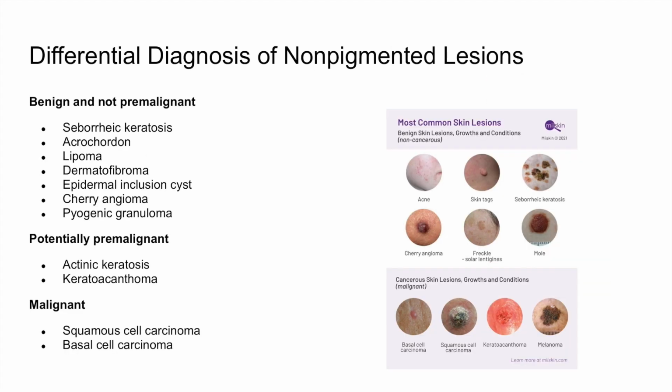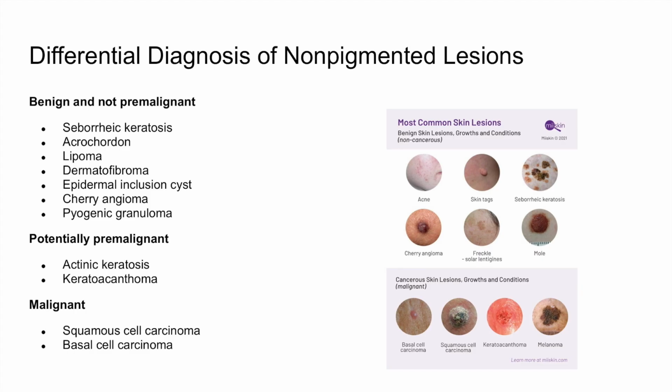So non-pigmented lesions range from harmless growths to skin cancer. Common benign examples include seborrheic keratosis, skin tags, lipomas, dermatofibromas, epidermoid cysts, cherry angiomas, and pyogenic granulomas. Clinical clues can help. A lipoma is soft and mobile, and a dermatofibroma dimples with lateral compression. An epidermoid cyst may have a central punctum, and a pyogenic granuloma is friable and bleeds easily.